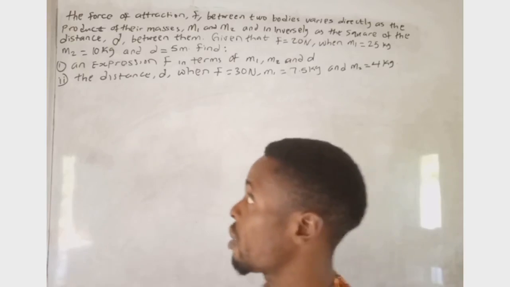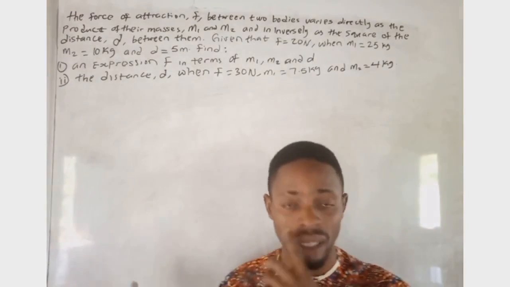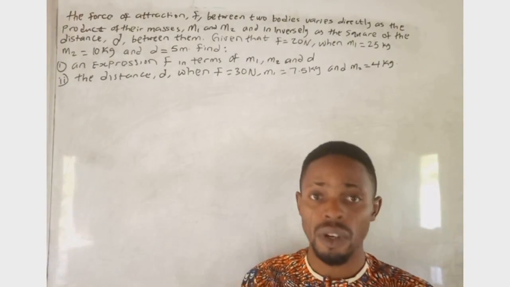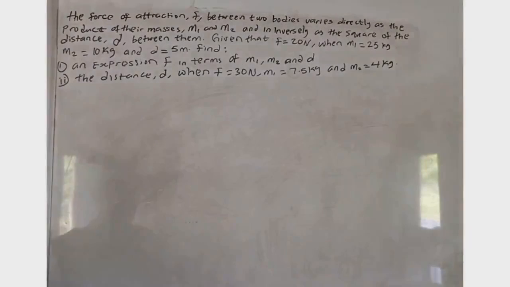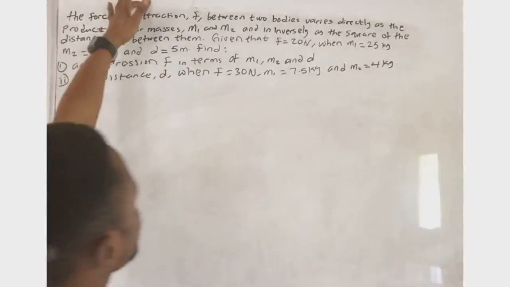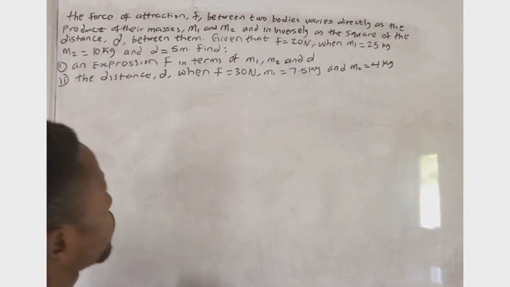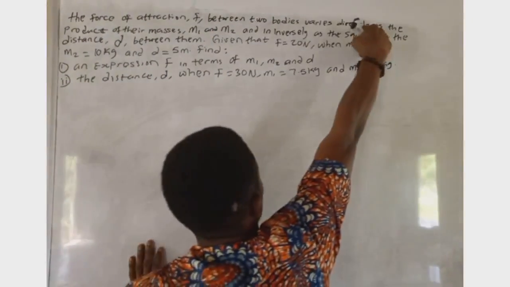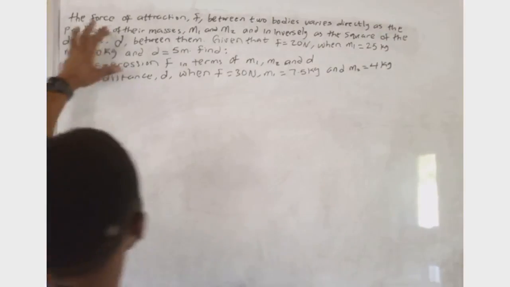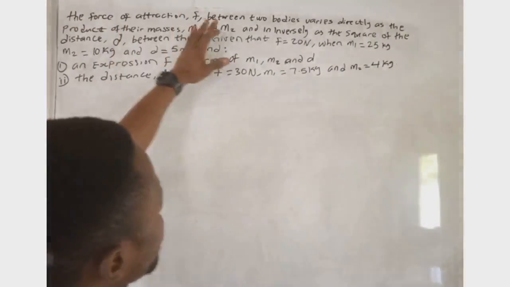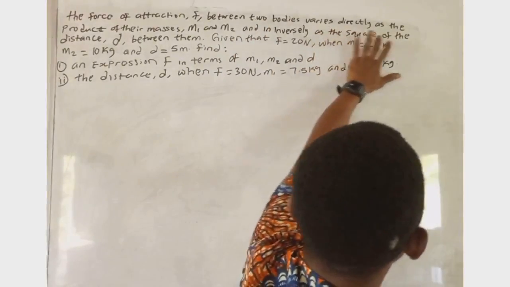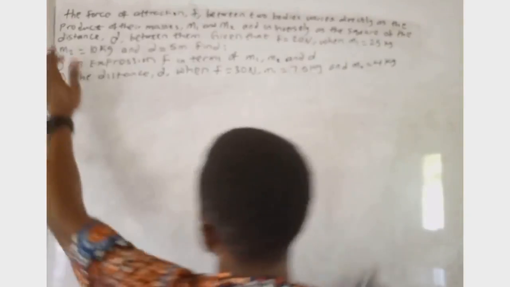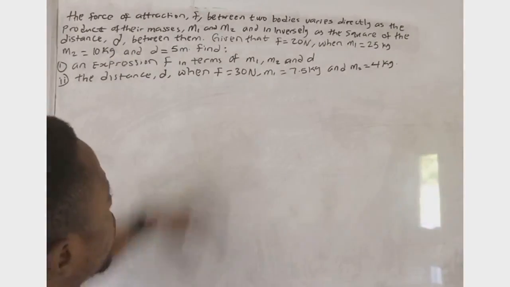This is the question I have for you today, and this is part 16 of this mathematics class for the oncoming WAEC examination. The question states that the force of attraction F between two bodies varies directly as the product of their masses m1 and m2, and inversely as the square of the distance d between them.